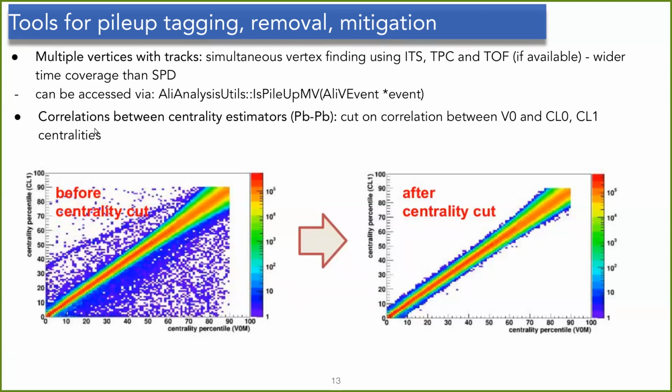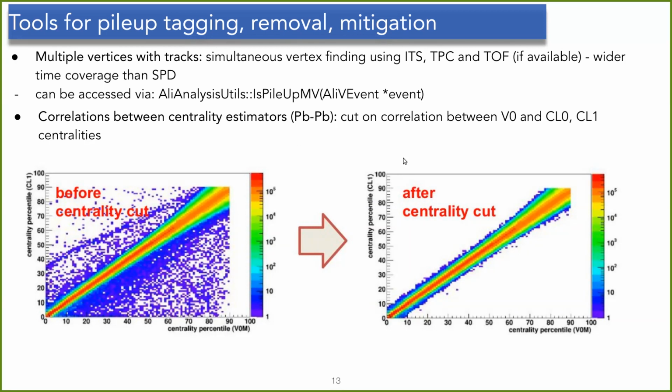So here you can see there is a correlation between the V0M and CL1 in the centrality percentile before cut and after cut. In the before-cut plot, you have some outliers from this main correlation. Then if you put a cut here, you can reject these outliers, which are basically the pileup events.